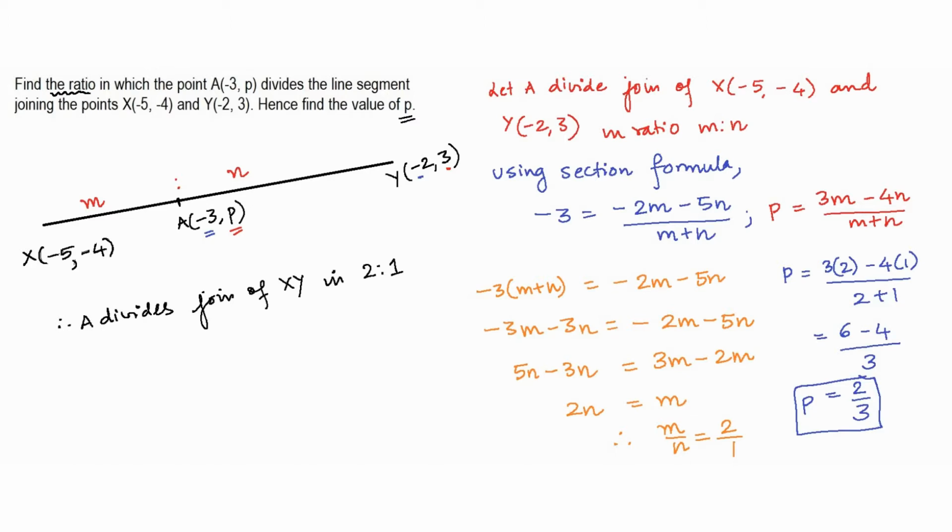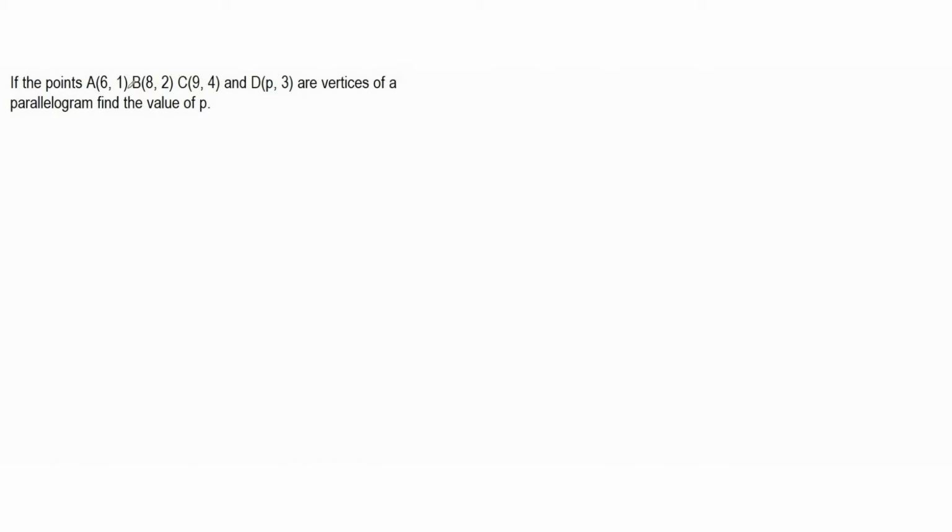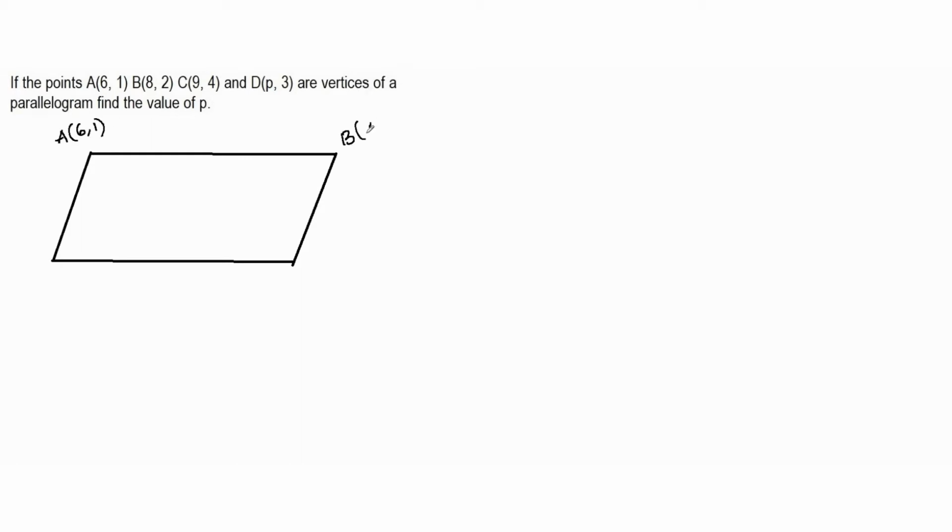Let's take up the next question. Let's consider the following question. If the points A, B, C and D are the vertices of a parallelogram, find the value of the variable P. So let's make a quick diagram. This is ABCD. It is given that ABCD is a parallelogram, so I can use the properties of a parallelogram. A is (6, 1), B is (8, 2), C is (9, 4) and D is (P, 3). Now I need to find the value of P.